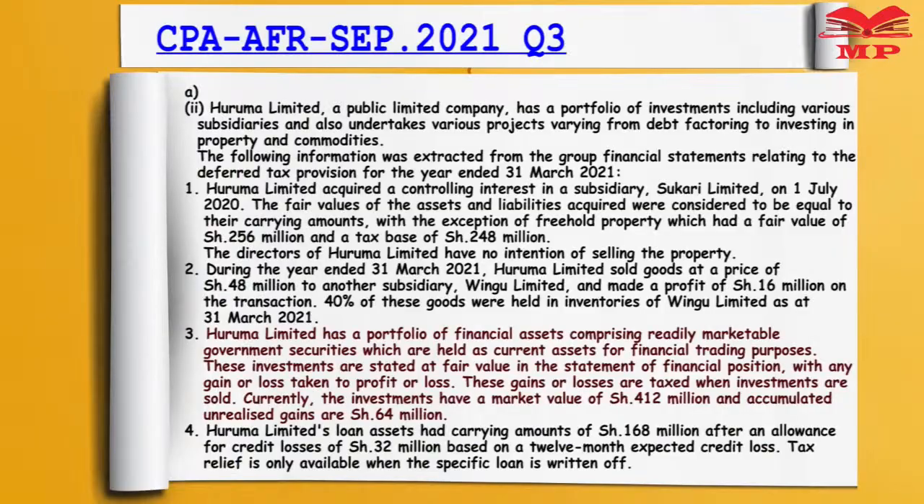Then Huruma Limited has a portfolio of financial assets comprising readily marketable government securities which are held as current assets for financial trading purposes. These investments are stated at fair value in the statement of financial position, with any gain or loss taken to profit or loss. These gains or losses are taxed when the investments are sold. Currently, the investments have a market value of 412 and accumulated unrealized gains are 64.